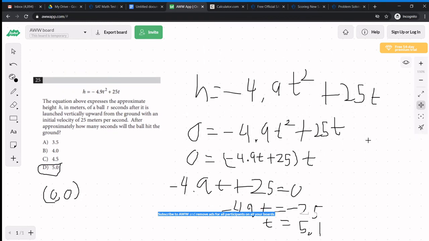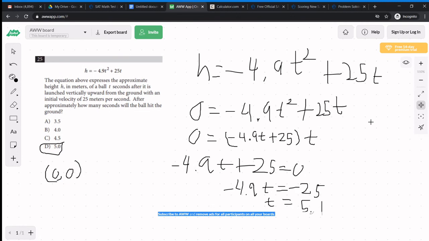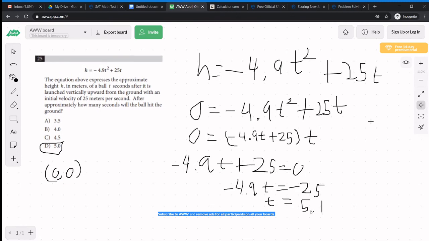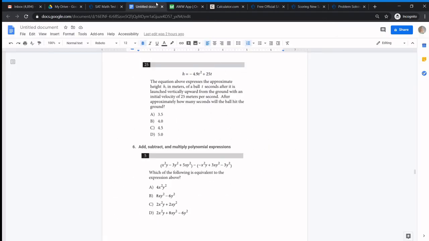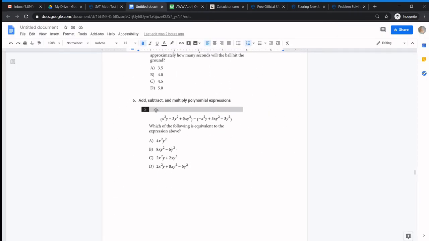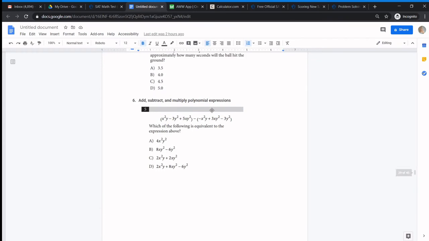Now again, any questions on factoring, feel free to ask. Most of you should have this down, and it should just be review, figuring out how to solve different problems if they ask it to you in different ways. Alright, now we're moving on to the next section, add, subtract, and multiply polynomial expressions. This one's pretty simple.